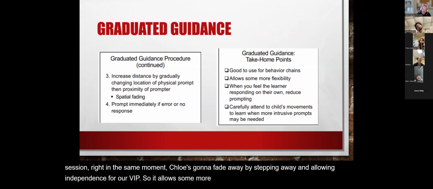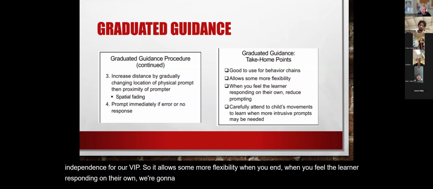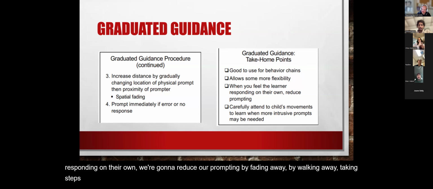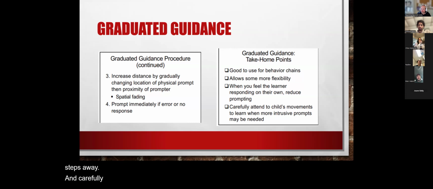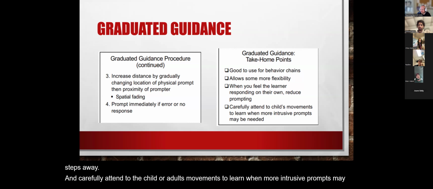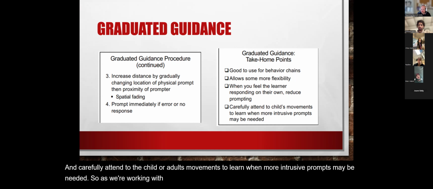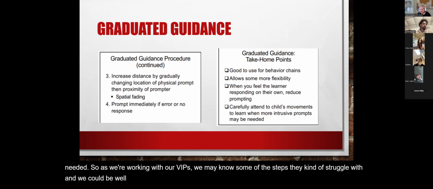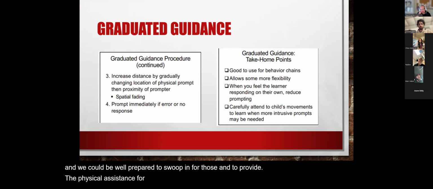When you feel the learner responding on their own, we're going to reduce our prompting by fading away, by walking away, taking steps away, and carefully attending to the child's or adult's movements to learn when more intrusive prompts may be needed. So as we're working with our VIPs, we may know some of the steps they struggle with, and we can be well prepared to swoop in for those and provide the physical assistance for them to be successful. So that's what graduated guidance is all about.